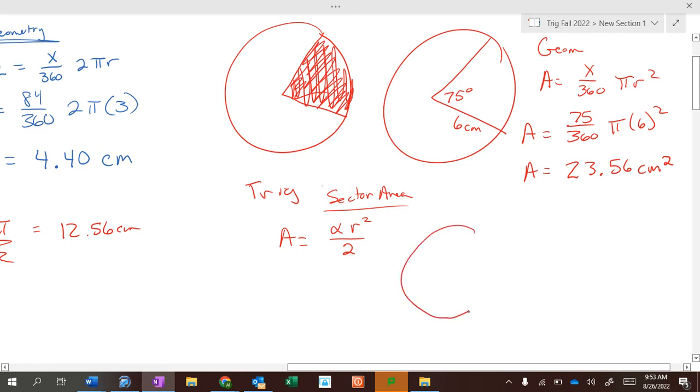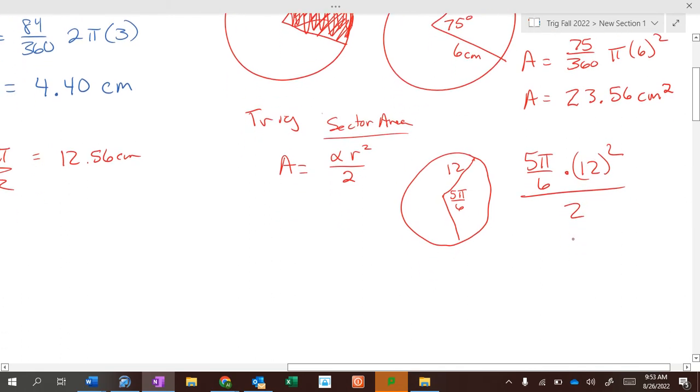So, another example. So let's say our central angle was 5 pi over 6, and our radius is 12. Well, we take 5 pi over 6 times 12 squared and divide it by 2. Well, what's 12 squared? 144. It's a gross number.